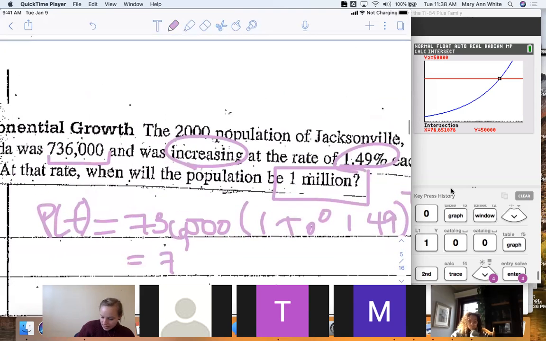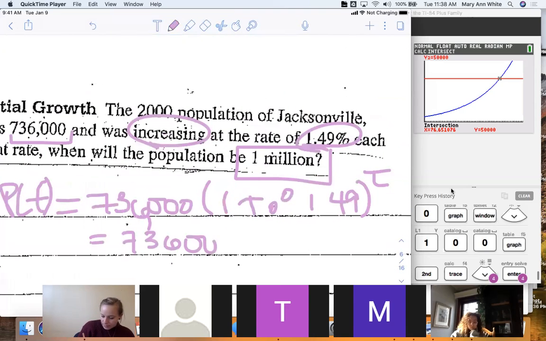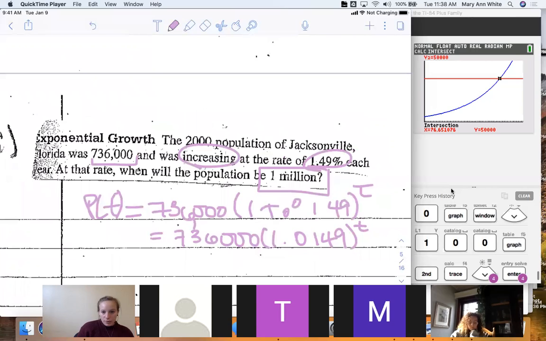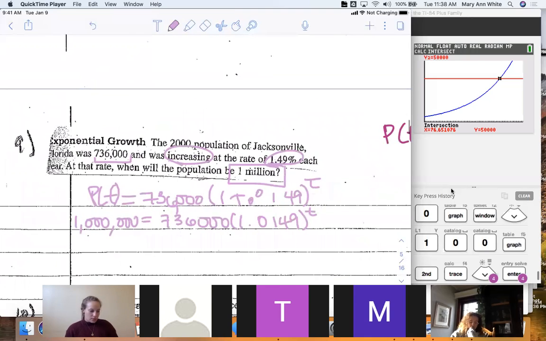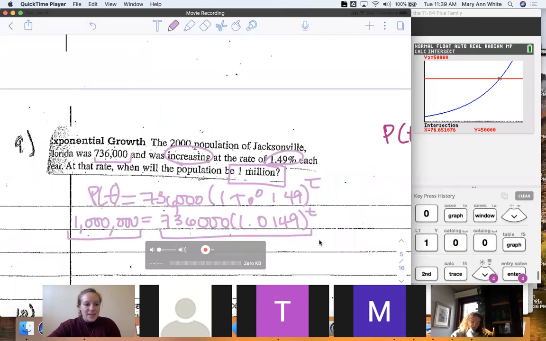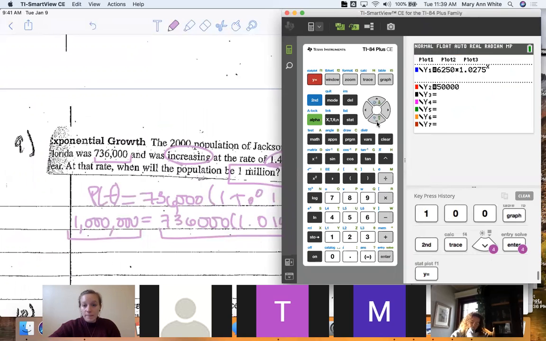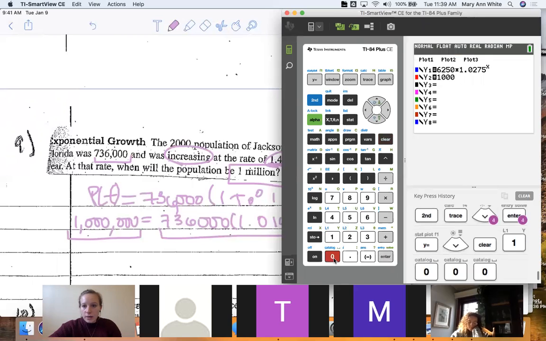When I go to plug this in my calculator, I'm just going to simplify what's in parentheses to be 1.0149 raised to the T. And then instead of my T, I'm going to write my 1 million. So that's 1, comma, 3 zeros, 3 zeros, a total of 6 zeros. Again, we're just going to graph. One of them goes in one Y, one goes in the other Y. This is going to be really big because I have to get to 1 million. So I'm going to have to change my window at some point. Instead of 50,000, I need 1 million.